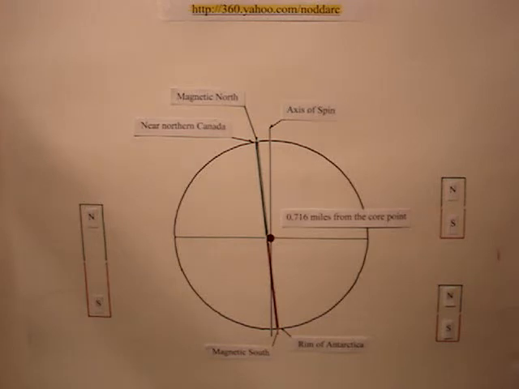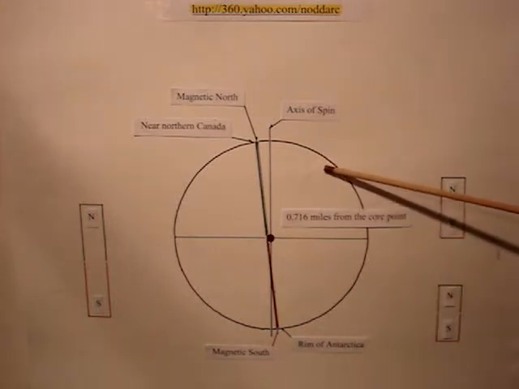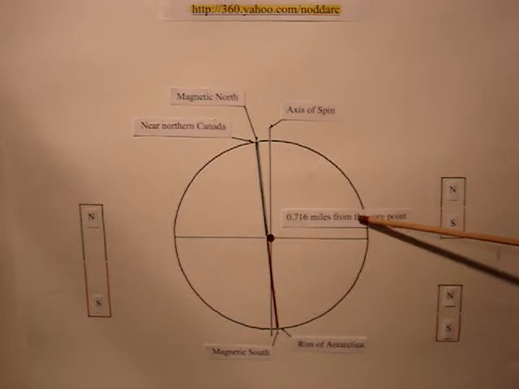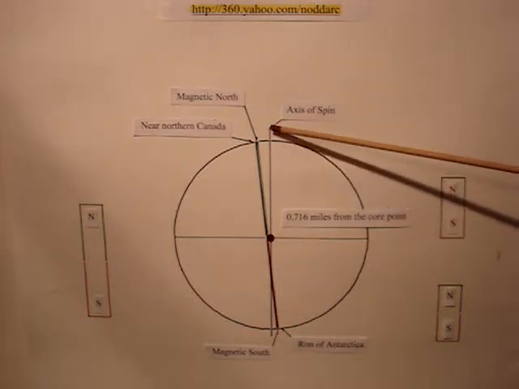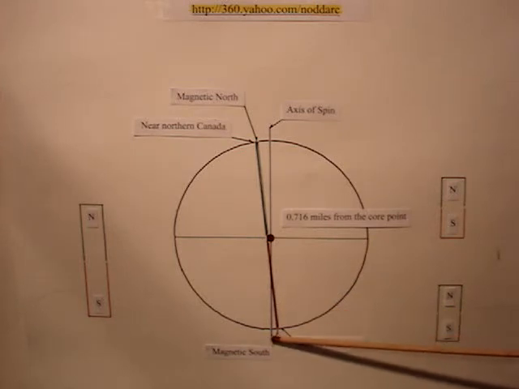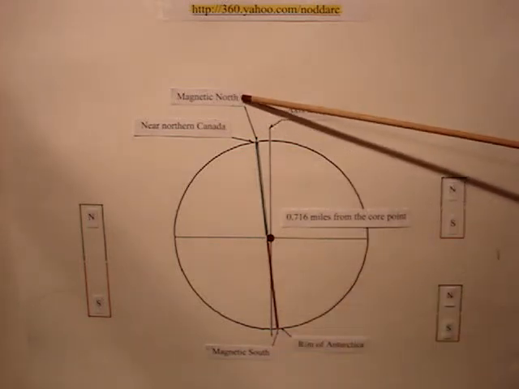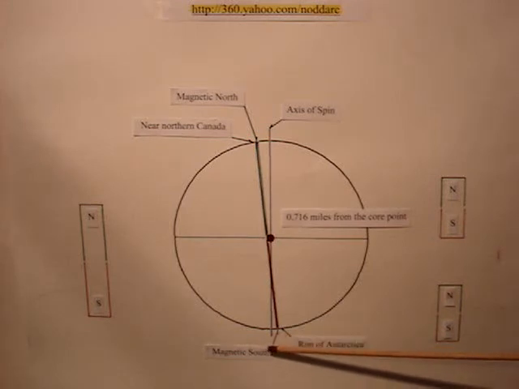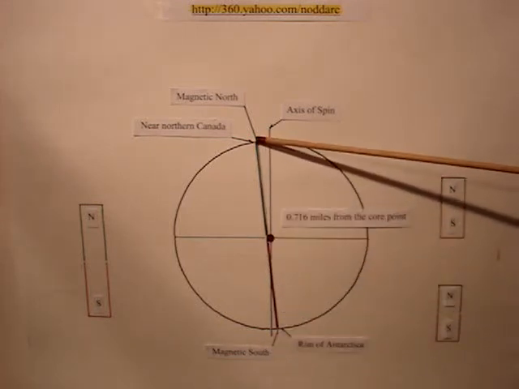Wandering magnetic field. This is an illustration of our planet. What we wish to learn is, why is the axis of spin, that which the Earth spins about, different from the magnetic north and the magnetic south, which pass through our planet?